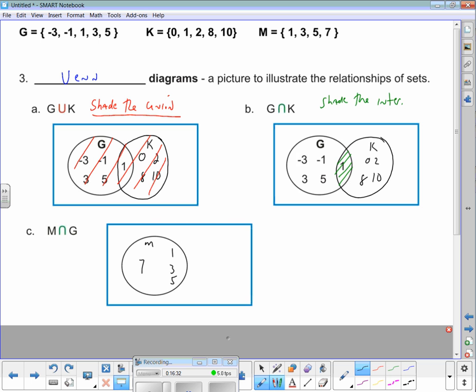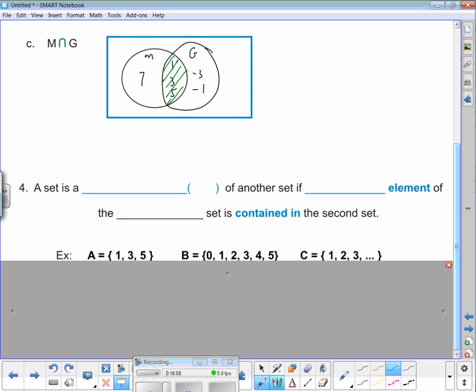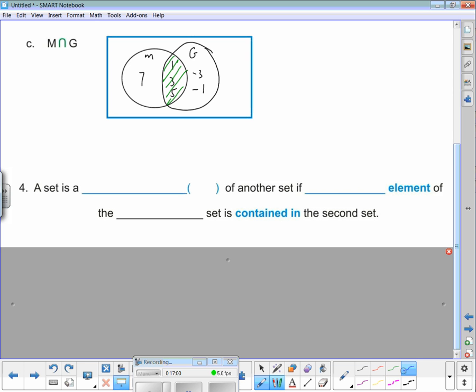I need a circle for G. It's got to go around that 1, 3, 5. I'm going to label it G. I did the 1, 3, 5. I need the -3 and the -1. And finally, I need to shade the solution, right? And there is the intersection of set M intersecting set G. Okay? Please see how that goes. And again, if you have any questions tomorrow in class, I'll be glad to answer them and get you guys going. All right, grab your blue.